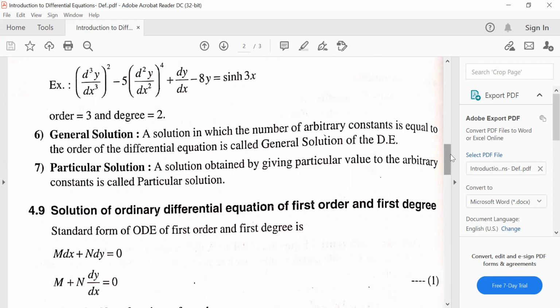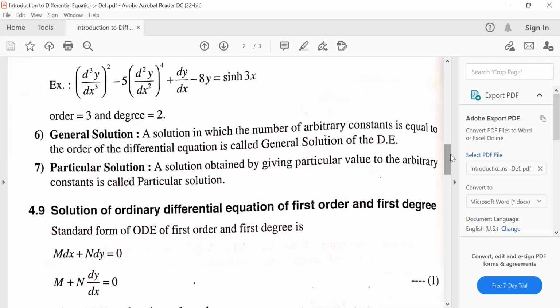So that means whatever you have found is called the general solution. We just integrate and write an integration constant, that is, the number of arbitrary constants. And what is called a particular solution? When we are in search of a particular solution, we don't want to see the constants as they are. We want to find them.